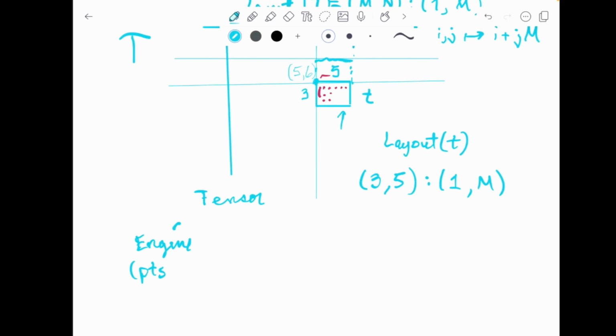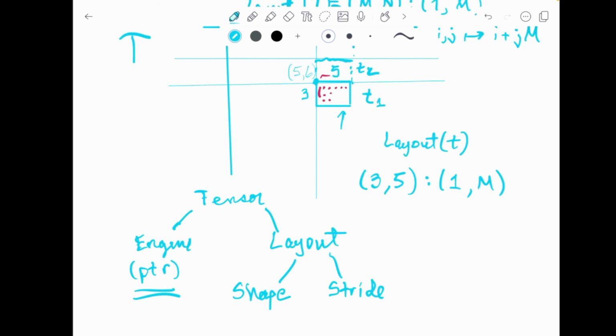Back. And then it has a layout. And that layout is itself composed of a shape and a stride. So the point is that the different tiles, the different subtiles, so we could call this little t1, and maybe this is little t2 or something. They would all have the same layout, but their base pointers would be offset by a different amount.